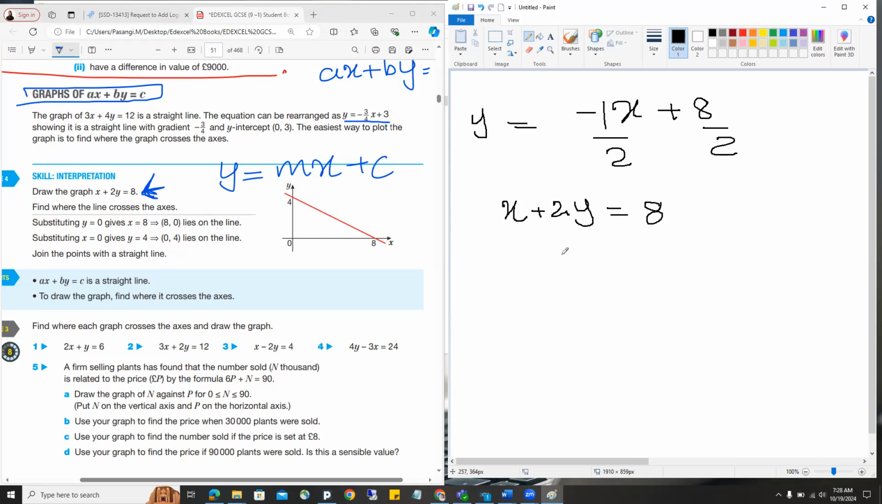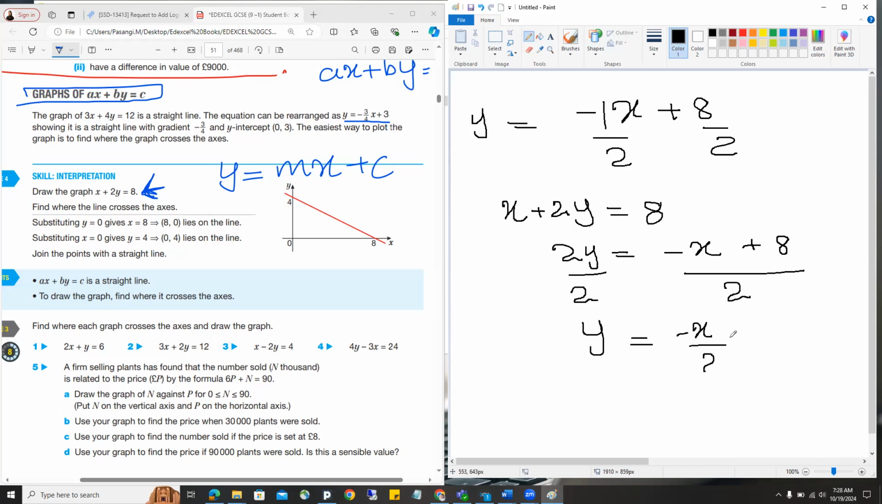So that means first, 2y equals minus x plus 8. Then you can divide both sides by 2. That is y equals minus x over 2 plus 8 over 2, that means y equals minus half x plus 4. Okay, so can you try to draw this one?